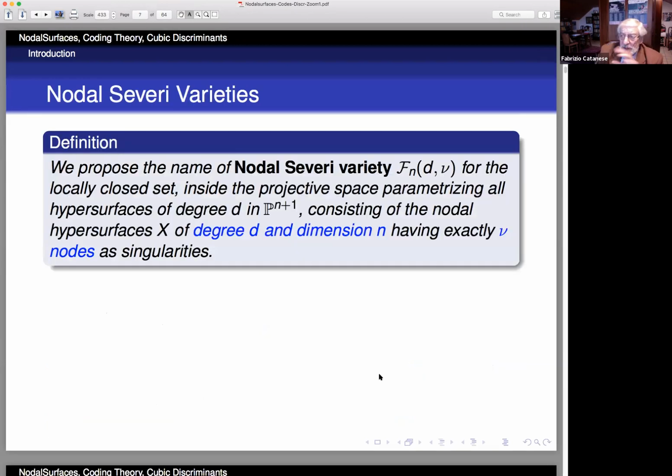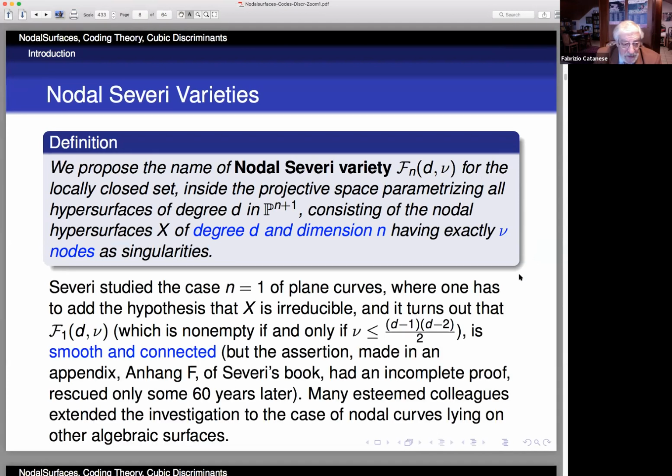Somehow the new point of view is to use coding theory to study nodal Severi varieties. So I propose the name nodal Severi variety for the family, the locally closed set in the projective space parametrizing all hypersurfaces of degree d, consisting of the nodal hypersurfaces of dimension n, degree d, having exactly ν nodes as singularities. I think the notation should be clear: ν stands for nodes, d for degree, and n is the dimension.